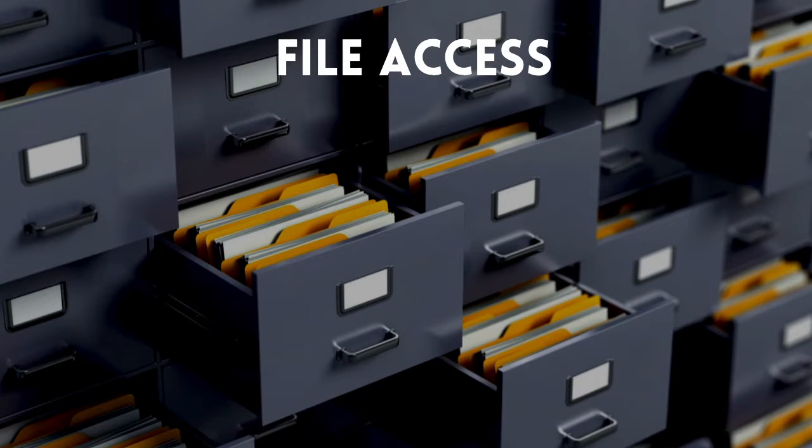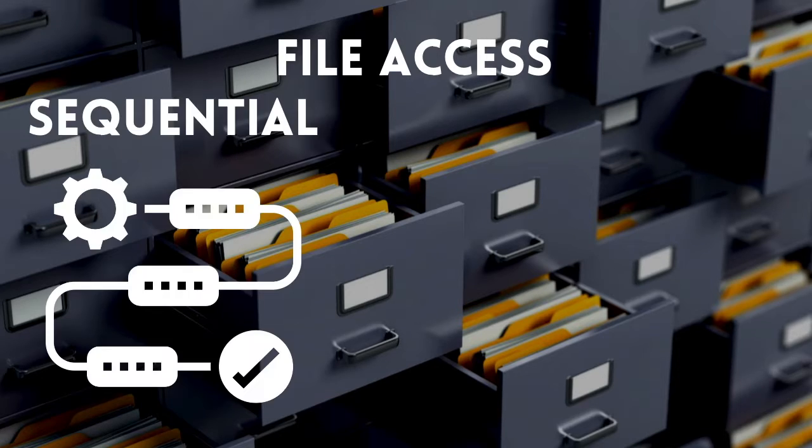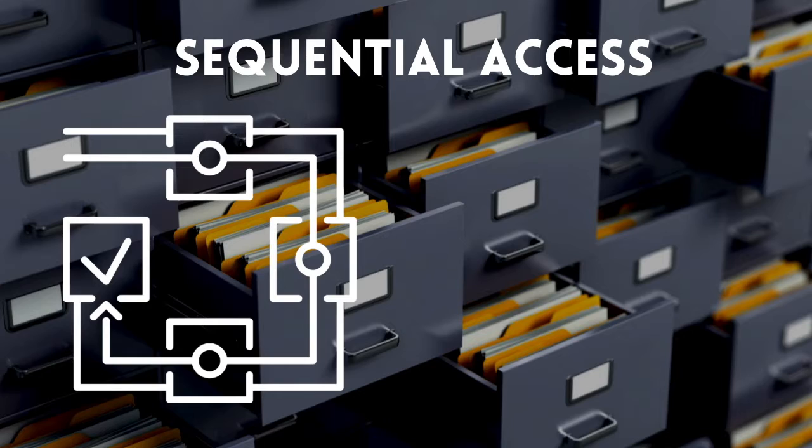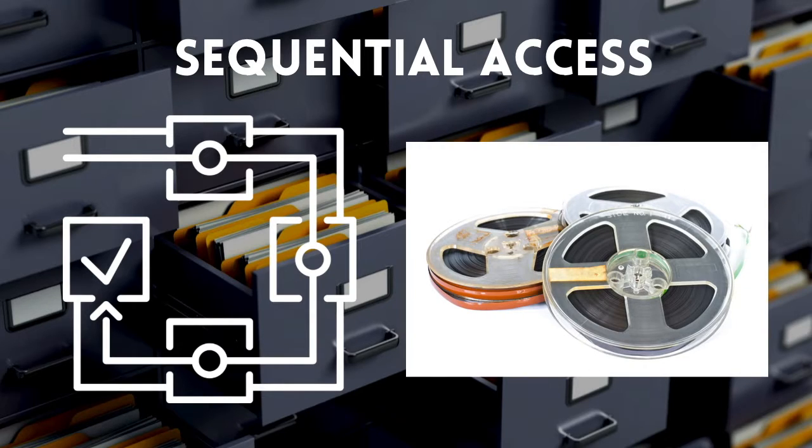When we speak about accessing files, there are two main ways we can go about it: sequential and direct access. In sequential access, you read the data from start to end. It is impossible to jump into the middle to access data. A good example of a sequential access medium is magnetic tape. Tapes were widely used around the world for music, for video, and computer data.